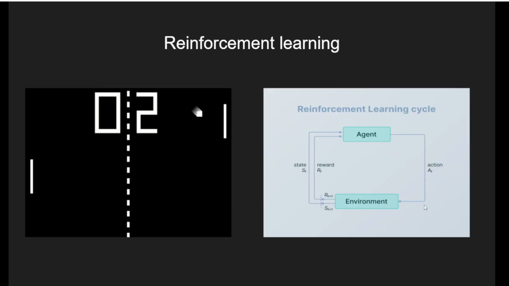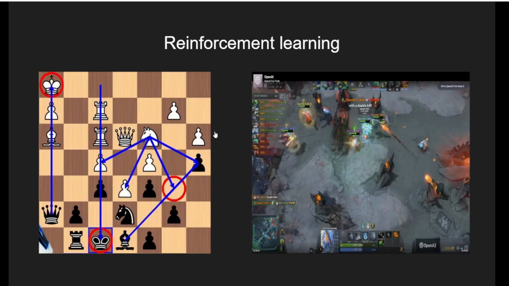So this is the cycle of reinforcement learning. We have the agent, which is the learner, which is our program, our model, and we have the environment. It's what the agent interacts with. So in our case, it was the Pong game.